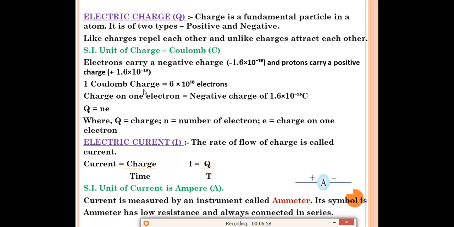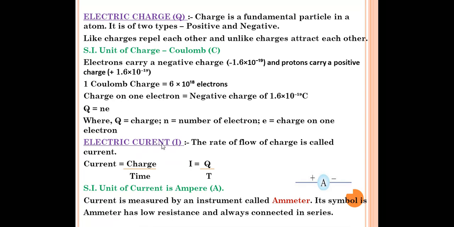So this was all about electric charge. You have to remember that the SI unit of charge is coulomb, and you should also remember the formula Q equals Ne, where N is the number of electrons and e is the charge on an electron. Next, electric current. What is the symbol of electric current? Capital I.